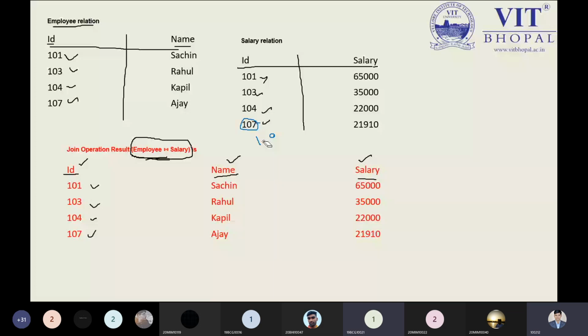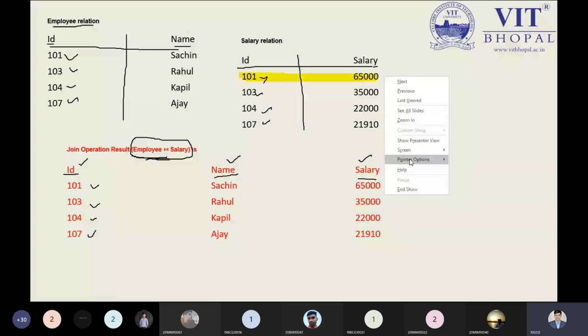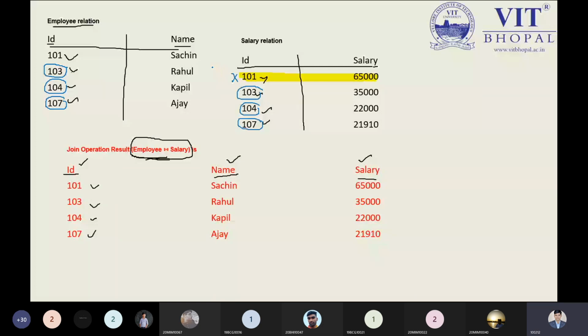Okay, it's a very simple concept. What are the common values we are meeting? 103, 104, 107. So 103 is also available here, 104 is also available over here, 107 is also available here. But in the salary, we don't have 101, but in employee we have 101. That is not matching. So at that moment, this record will not be counted and will not come here. This record will not be part of our join. So we will have only three records: 103, 104, 107. Now, is it clear?